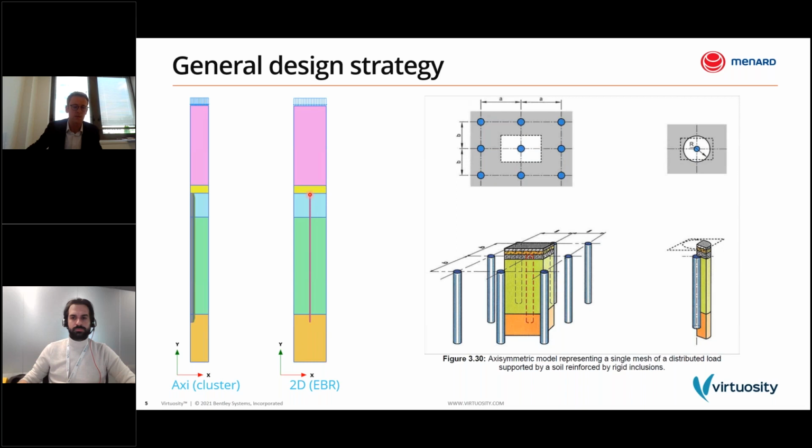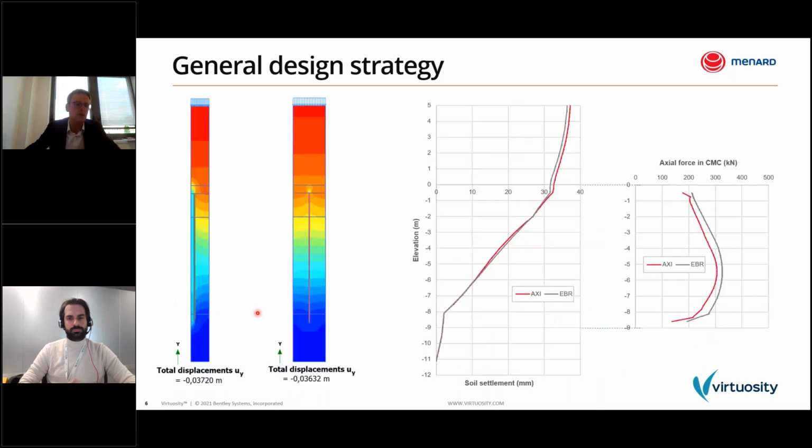with an embedded beam row at the center, and the width of the model is equal to the spacing between the CMC. And the idea here is to calibrate all the interaction parameters between the embedded beam row and the surrounding soil in order to match the results with the axial symmetrical calculations. So in this example, if we look at the vertical displacement, we have the same ones. Here, I've made a cross-section at the boundary of each model to compare the vertical displacement. And you can see that with the embedded beam row elements, I get exactly the same vertical displacement profile.